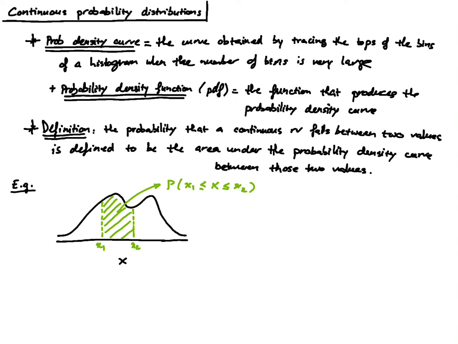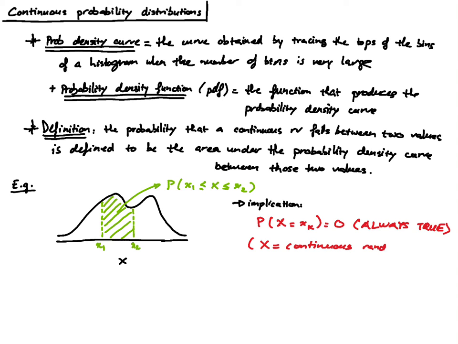Now this definition has a very important implication, which is that the probability that x is equal to a particular value x sub k is always 0. This is always true, right? And x here is a continuous random variable. Let's actually see why this is.